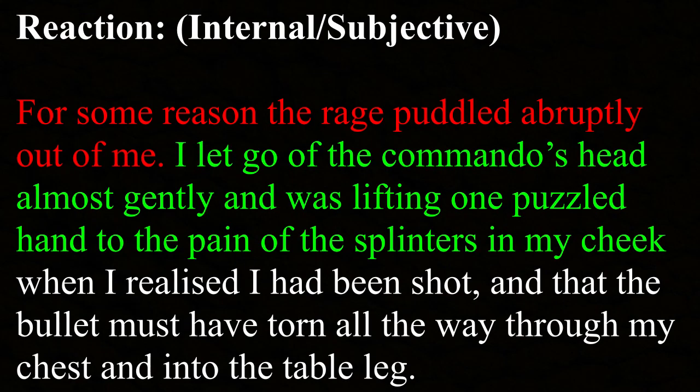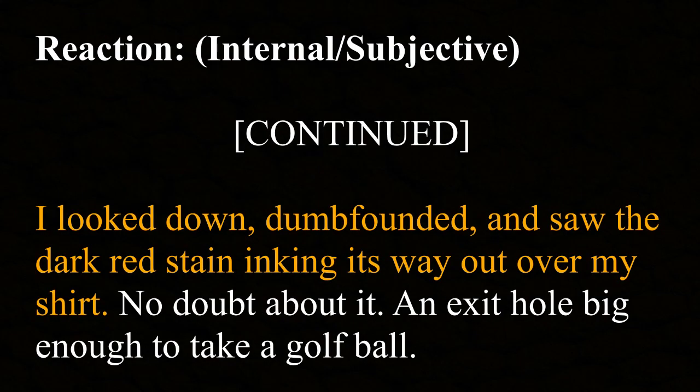Now, the first part of this reaction is the feel, the rage puddling abruptly out of him, and that's something he feels. Notice that it's followed up with a reflex. He lets go of the commando's head almost gently and lifts a puzzled hand to the pain of the splinters in his cheek. A puzzled hand is not a hand that is guided by thought or strategy. It's guided by reflex, so keep that in mind. And then after that, when he says "when I realized," this is where he starts thinking. He goes toward that rational action in speech. Then the action he eventually takes is he looks down dumbfounded, he sees the stains, and so on and so on.